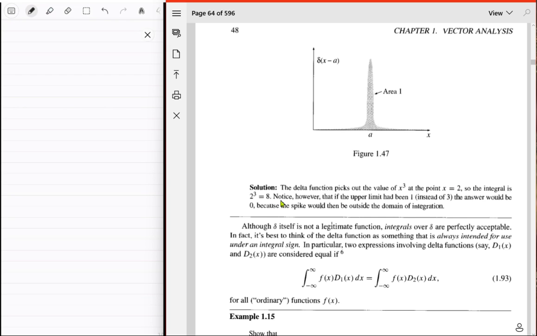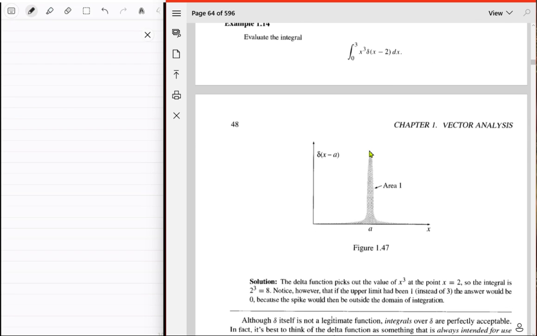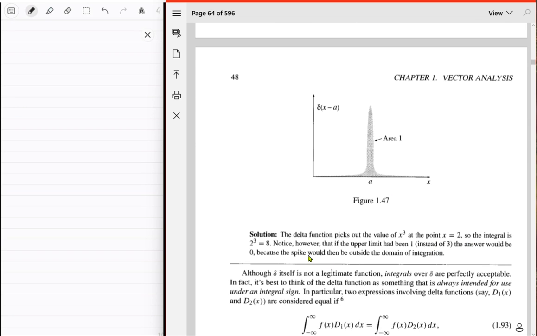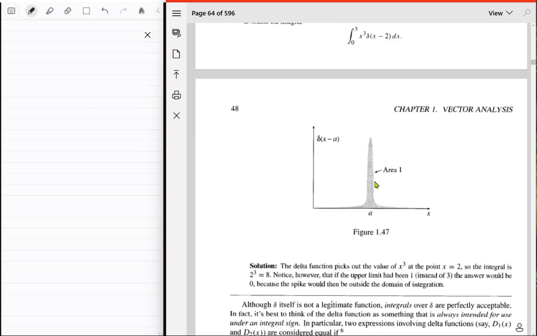Alright, that's it. The integral is 8. Sure. Notice, however, that if the upper limit had been 1, so 0 to 1, then the answer would be 0, because pi could not contain your point 2.